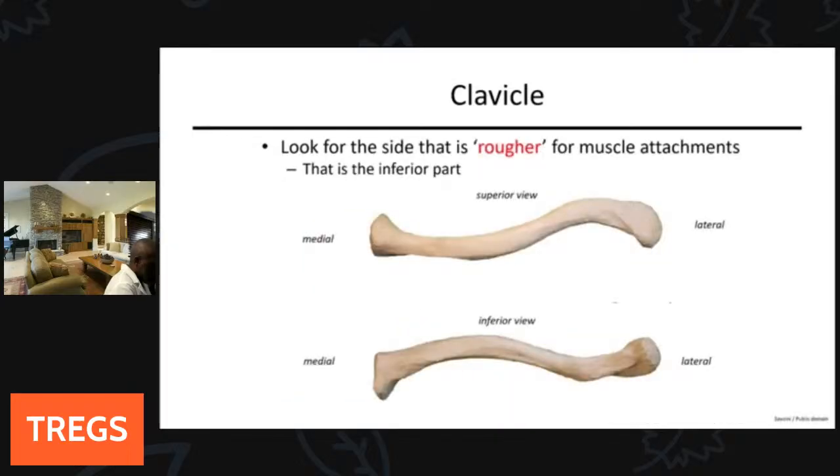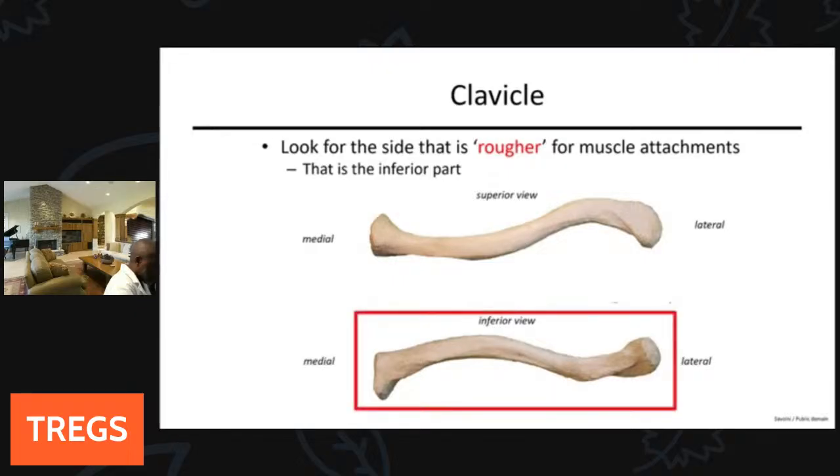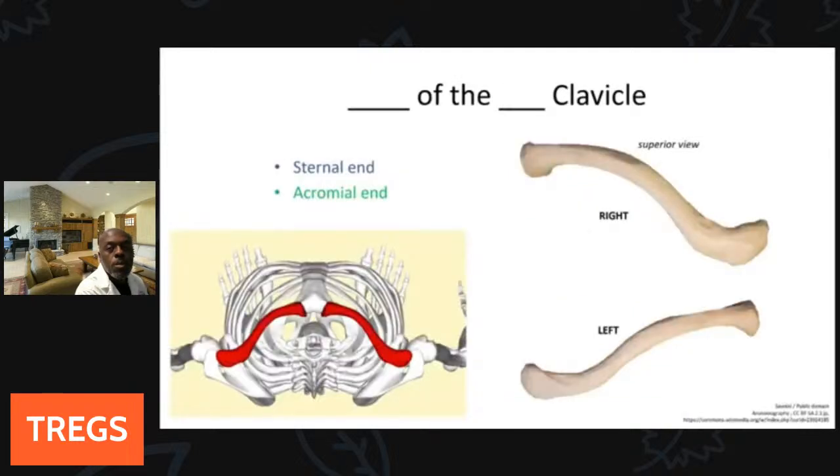When looking at the clavicle, you want to look for one side that is rougher. Notice on the upper image, it's much more smooth compared to the rough texture of the inferior view. That is because muscles are attached to the inferior portion of the clavicle. The proper way to name a feature is to name the feature of the bone. In this case, we have two clavicles, a right or left, so you have to indicate which one.